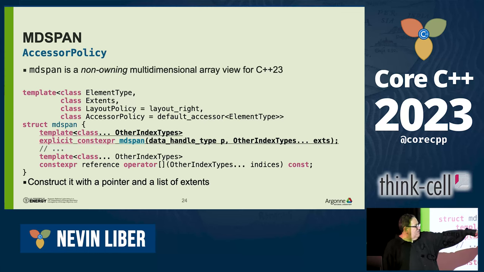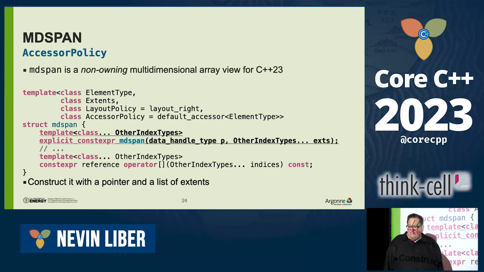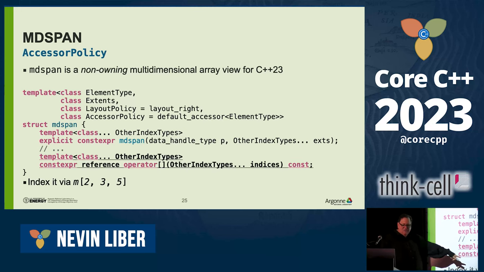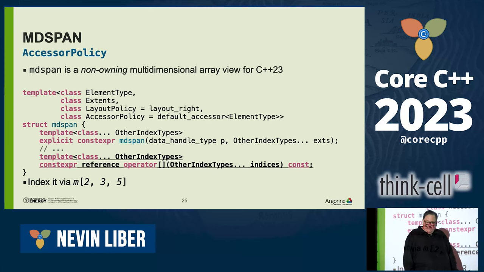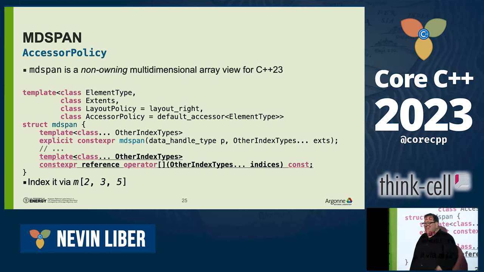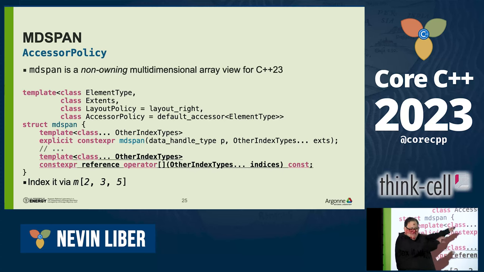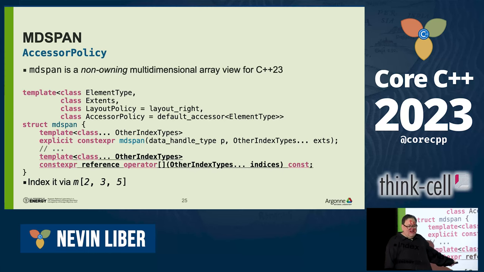You construct this thing with, one way is a pointer and a list of extents. And you just index it with regular square brackets. You say finally, but it's weird because the HPC community is just kind of happy to get mdspan at all, but I think ergonomically, the square brackets are a godsend.